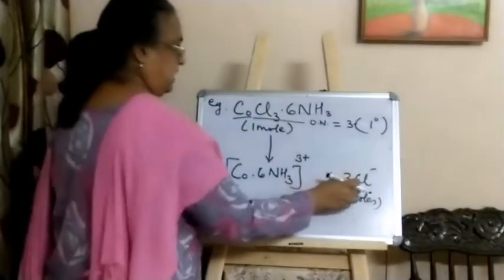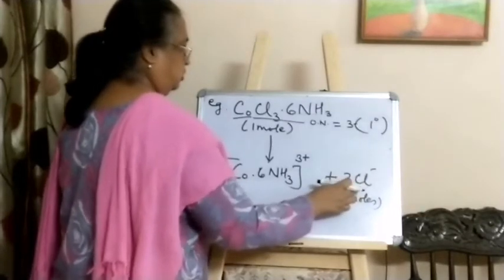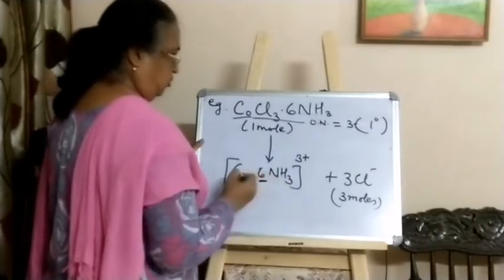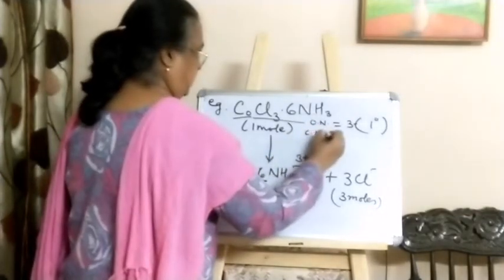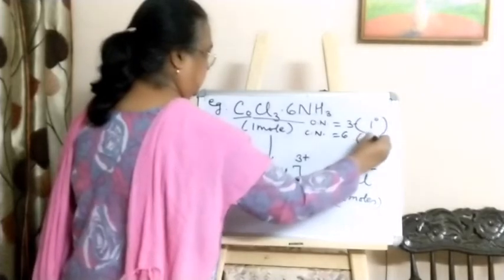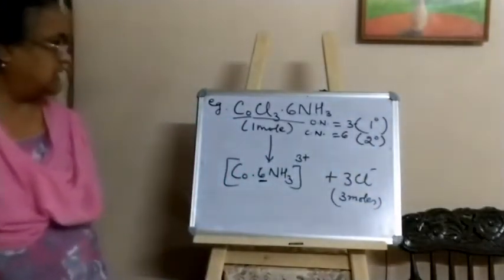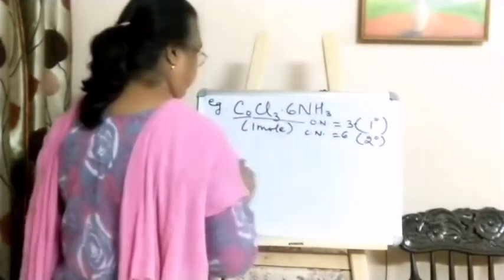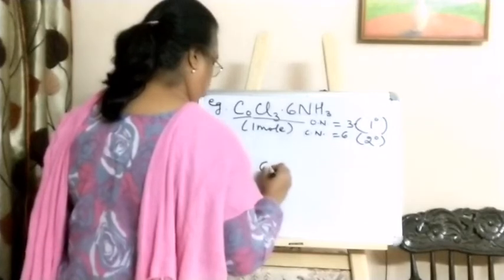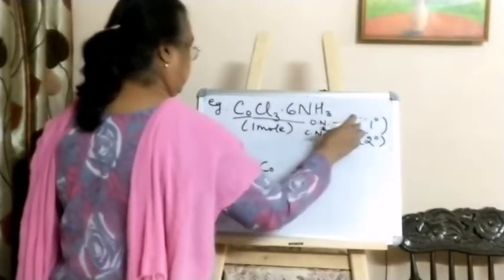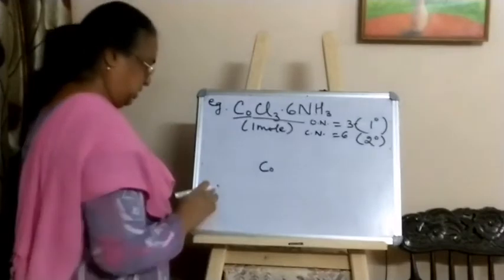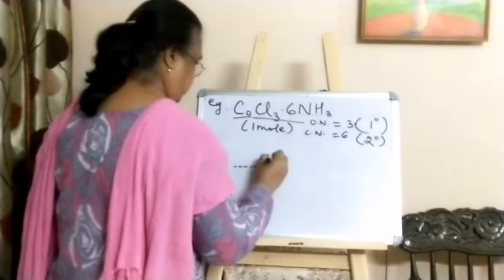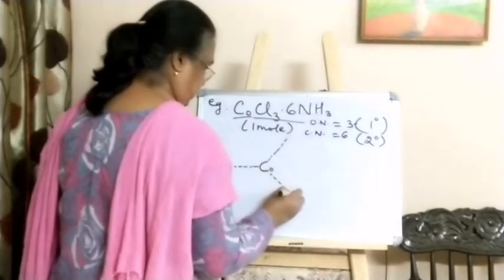Okay, means these particles are attached through the primary valency. There are 6 ammonia molecules linked to it. So coordination number is 6, and that is indicating its secondary valency. So if we draw the structure, cobalt is having 3 primary valencies. Primary valency is shown with the dotted line. They will be at equal distances, so we will show them through dotted lines at equal distances.